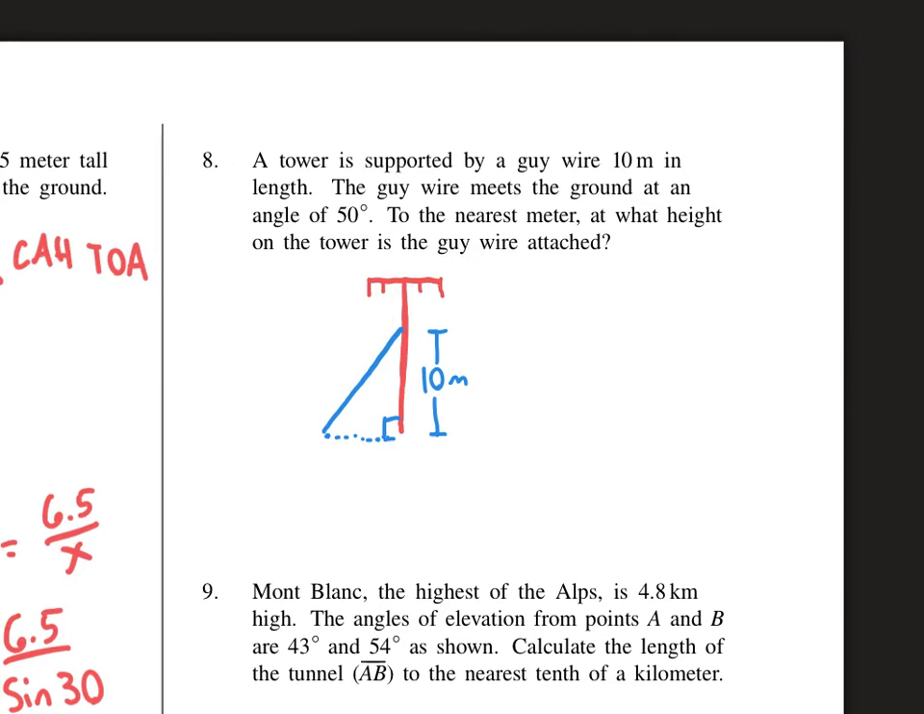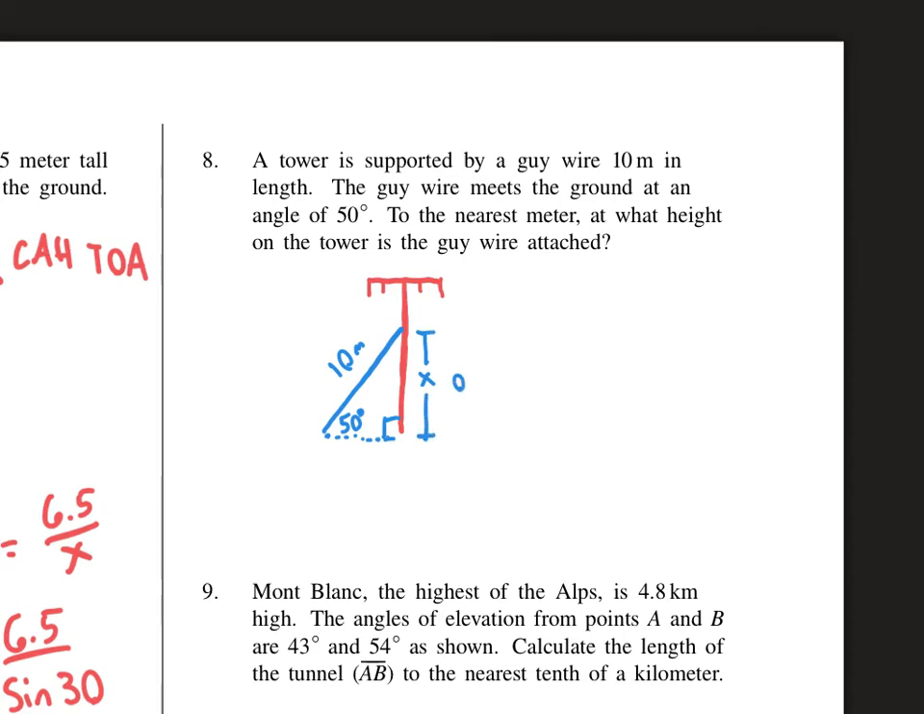The guy wire meets the ground at an angle of 50 degrees. This will be 50 degrees. So we have a height. Oh, the guy wire is 10 meters in length. That means that I put the 10 in the wrong spot. The 10 should be over here, 10 meters. And what we're looking for, our x, is this side, the opposite side of the 50 degrees.